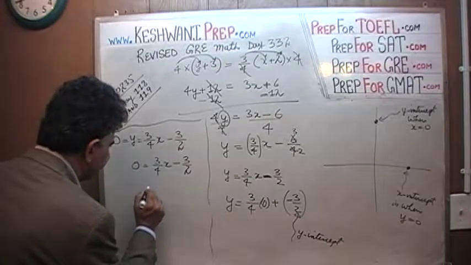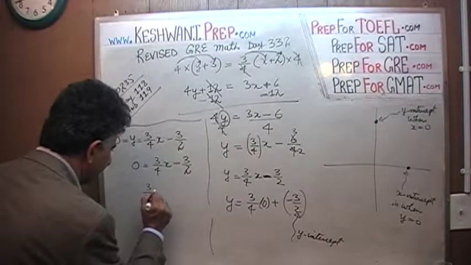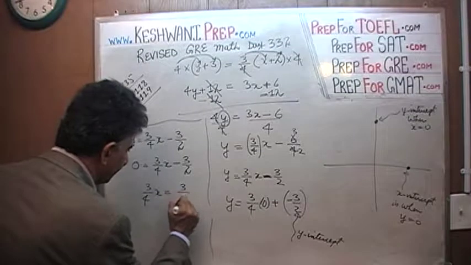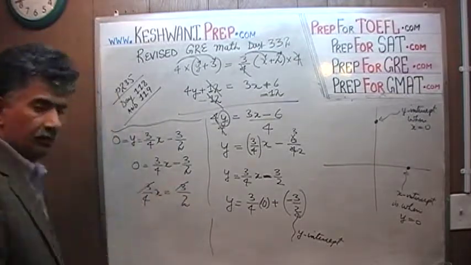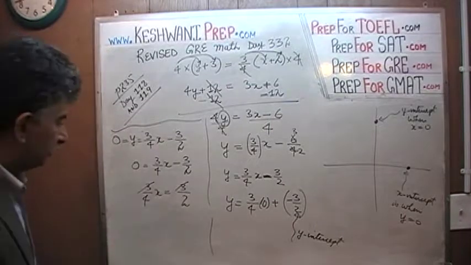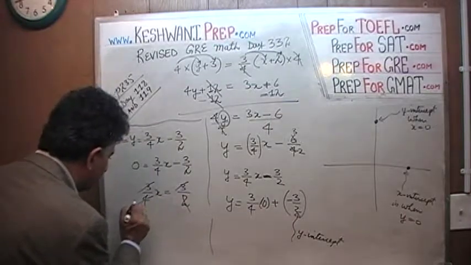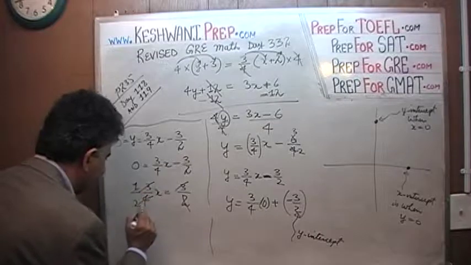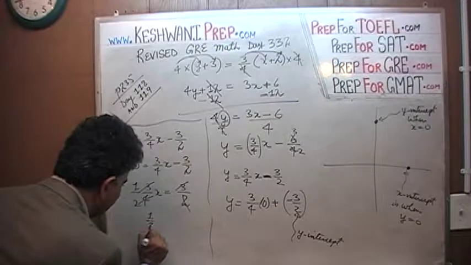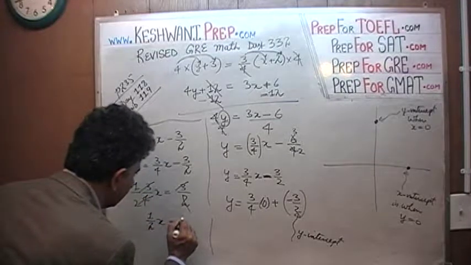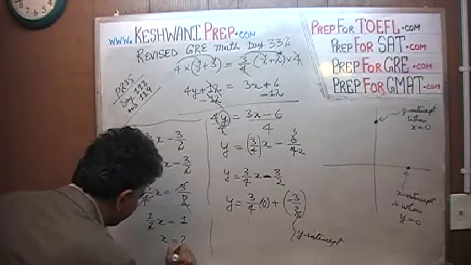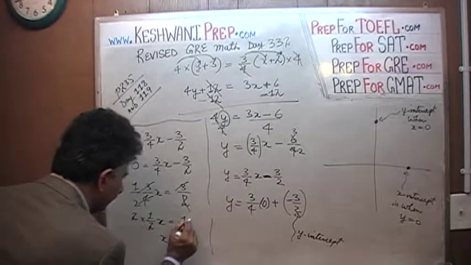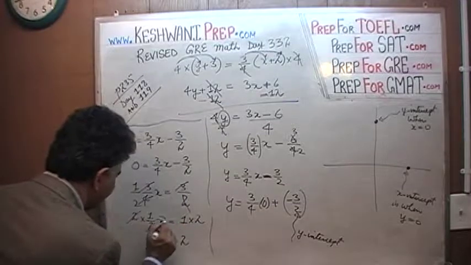So 3/4 x equals 3/2. If you divide both sides by 3, this 3 is going to drop out. And if you multiply both sides by 2, this 2 is going to drop out and 4 is going to become 2. So we have 1 over 2 x equals 1. And therefore x equals 2. Multiply both sides by 2, so that x equals 2.